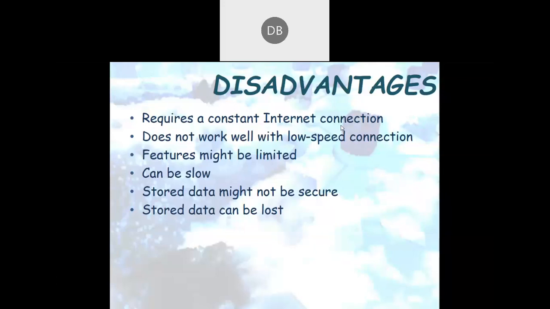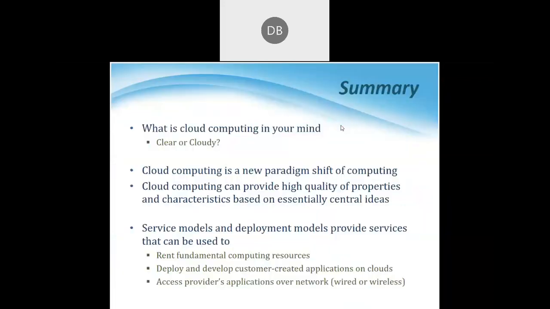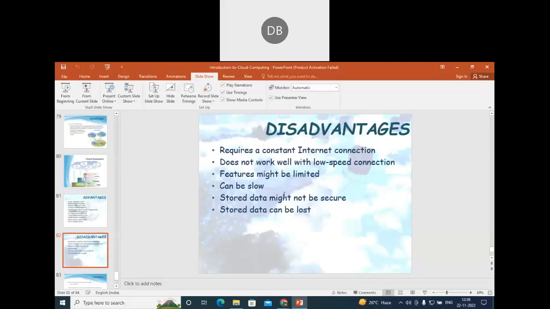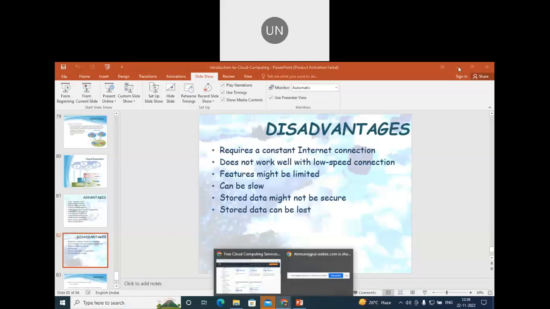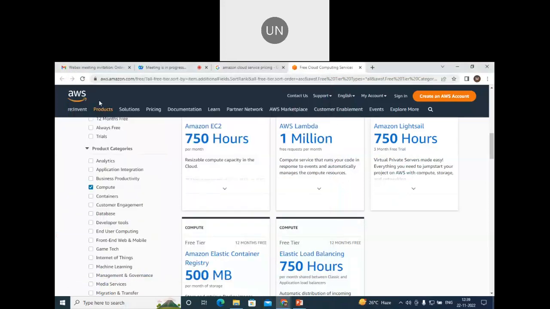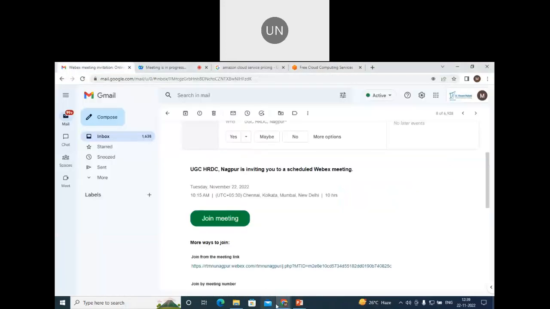But there are some drawbacks of cloud computing. The important drawback is that it requires a constant internet connection, because the cloud is available globally, and if you want to connect from anywhere, anytime, then you require a very good internet connection. Suppose you are moving out with your family for a trip, and you are in particular Himalayan valleys, then if you are not connected with the internet, you cannot connect with your office cloud. It does not work well with a low speed connection. It needs a very high speed internet connection. And even if it works, you may not get some features, and the process will be very slow.